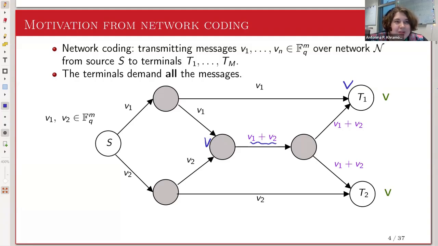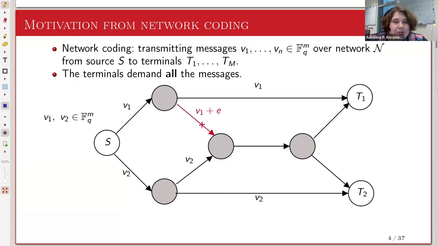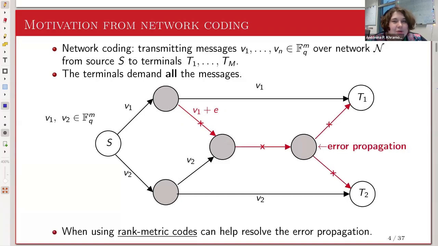So the problems here start when an error occurs. If we have an error occurring in one of the edges, it transfers to all the following edges, and it can even propagate. We call this error propagation when we have a node which has many outgoing arcs. And so this is where the rank metric codes come in.